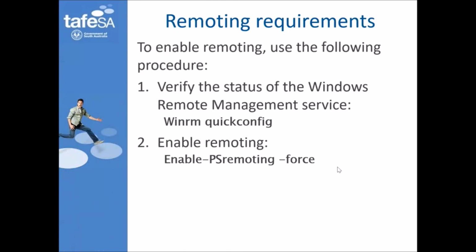Obviously, having remote PowerShell is a bit dangerous, so we have to enable remoting before this is possible. To do that, we verify the status of the Windows Remote Management service by using the winrm quickconfig command. Then we can enable remoting by using Enable-PSRemoting -Force, so PowerShell remoting.